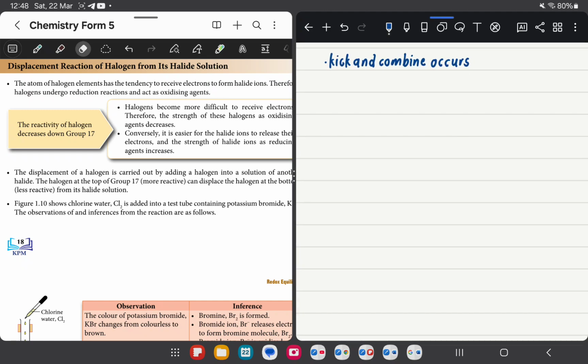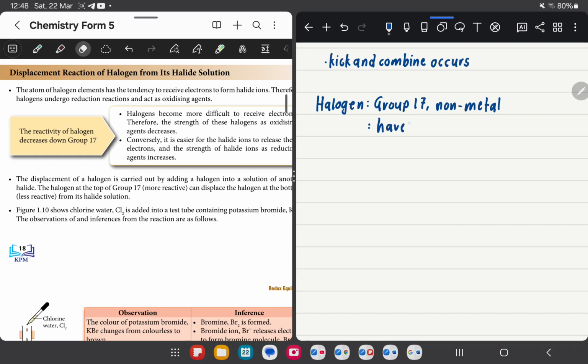One thing you must understand, if people say halogen, which group? Halogen is in group 17, and they are non-metal. An important property is their valence electron. Group 17 halogens have how many valence electrons? 7 valence electrons. So this should be your characteristic: they have 7 valence electrons. This is the first thing that you should understand about halogen.